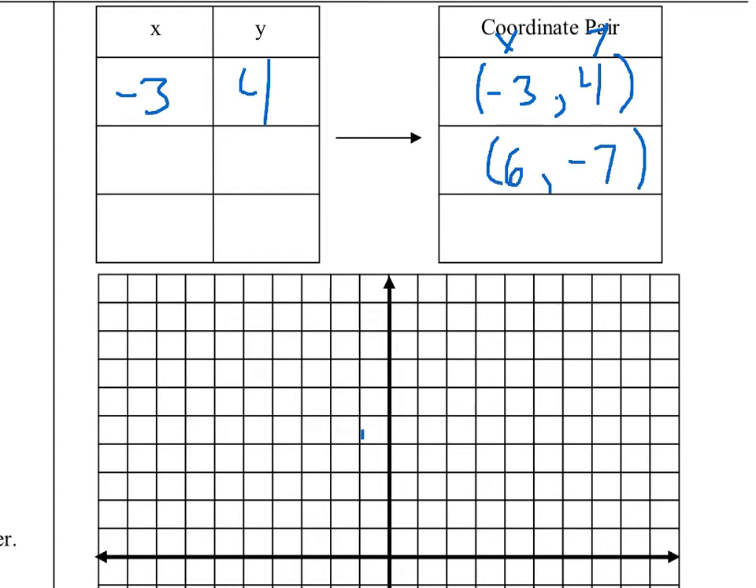Again, really easy to move into an XY table. Take our X, put it in the X. Take our Y, put it in the Y. One more example that I'm going to want to graph is this example, 0, 8.